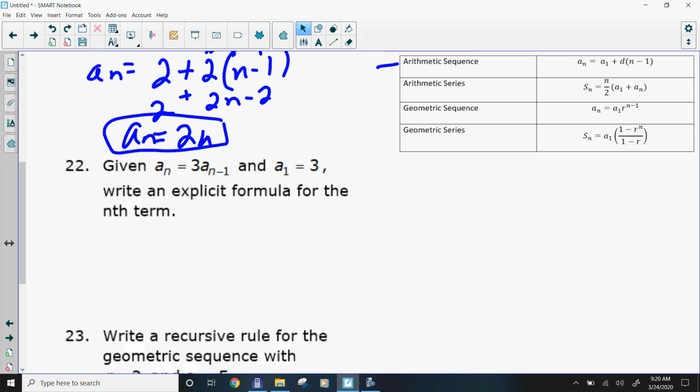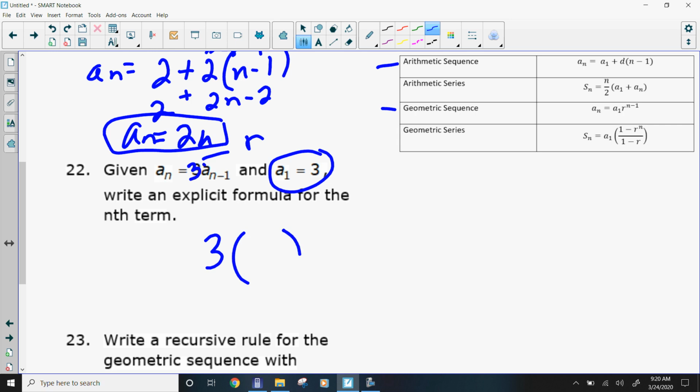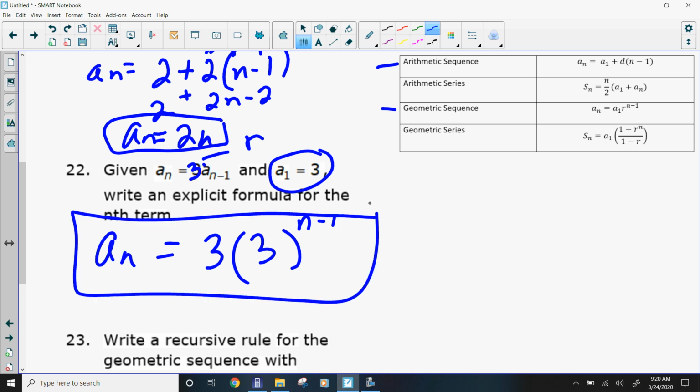Okay, so we've got next. Write the explicit formula for this one. So you can see this right here is being multiplied, so that right there tells me right away that it's R. So it's a geometric sequence. A sub 1 is 3, so 3 times the R, which is also 3, and then it's going to just be n minus 1. And geometric sequences, they can't be simplified, so we just leave it like that. So that's our answer.